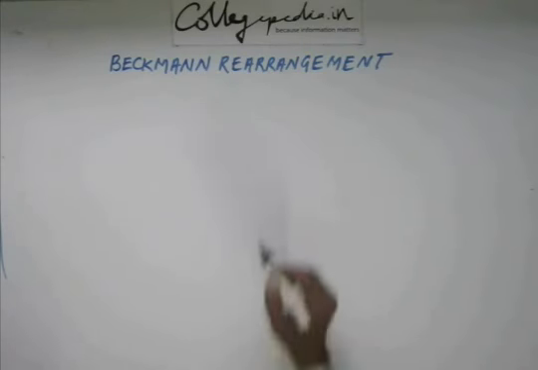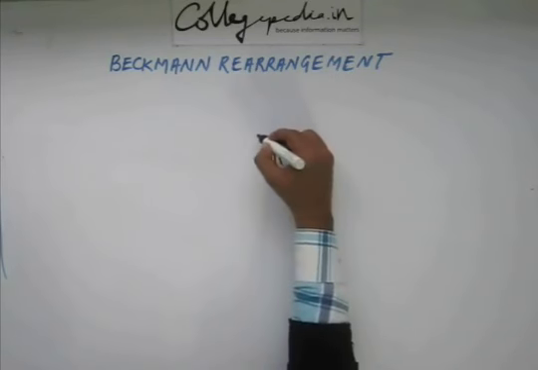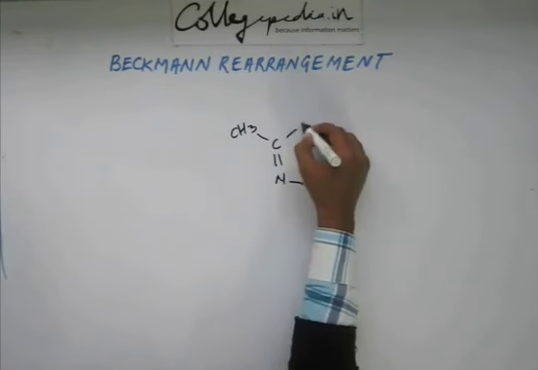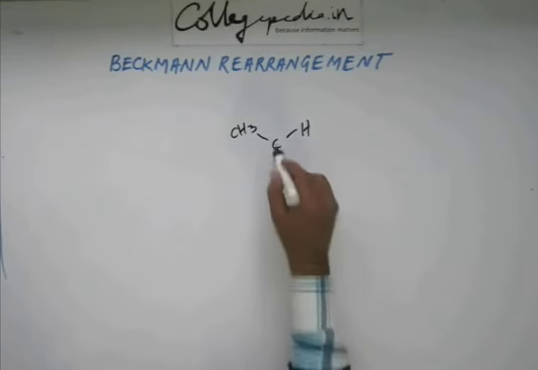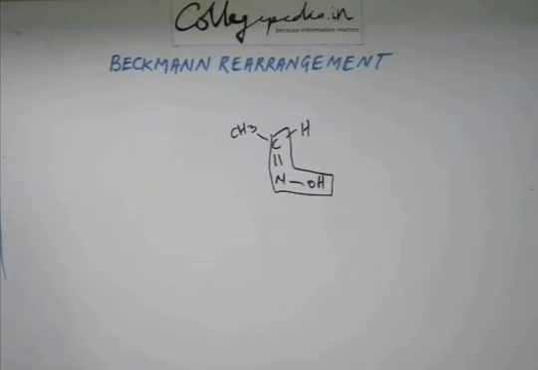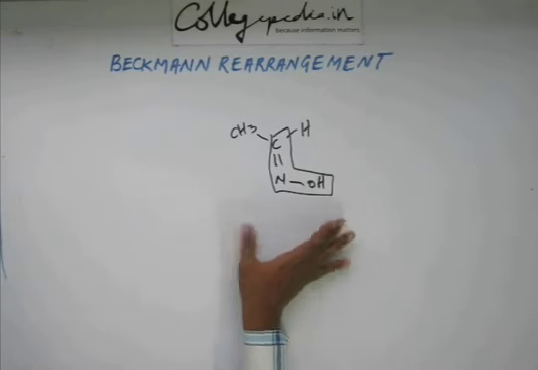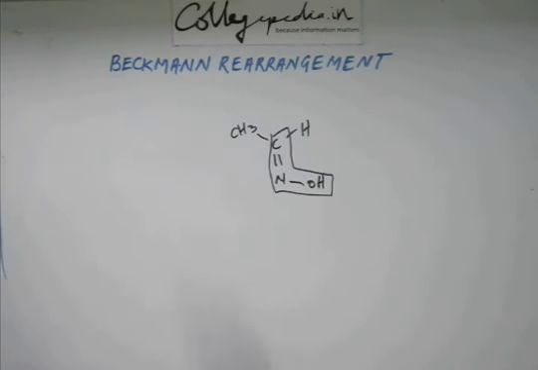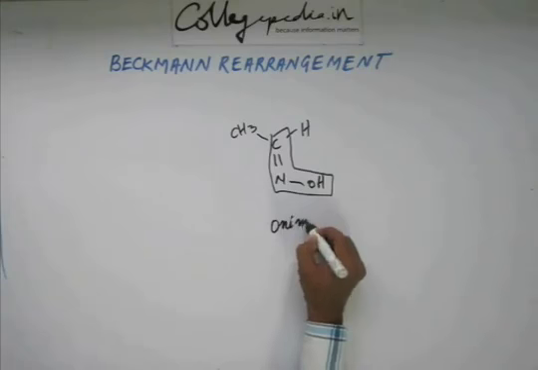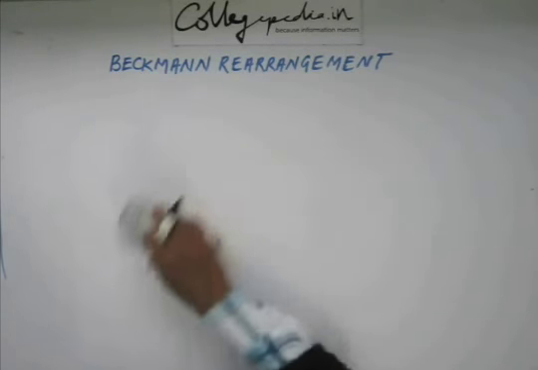Next thing that we studied about was oxime. For example, this is an oxime. This is a functional group, and we identified this in the last reaction, and we learned that compounds having this particular functional group are called oximes. Now this rearrangement is about the rearrangement of oxime, and this reaction is called Beckmann's rearrangement. So let's see what happens in Beckmann's rearrangement.